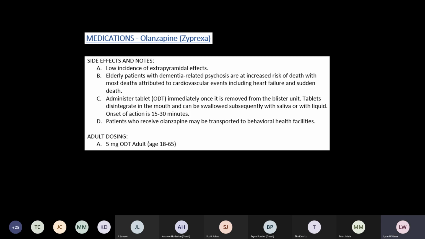Administer a tablet immediately after you remove it from the blister unit. It's tightly packed. Tablets disintegrate in the mouth and can be swallowed with saliva or with liquid. Onset of action is 15 to 30 minutes. So if you have a 30-minute transport, you may or may not see much effect. Patients who receive olanzapine may be transported to alternative behavioral health facilities.